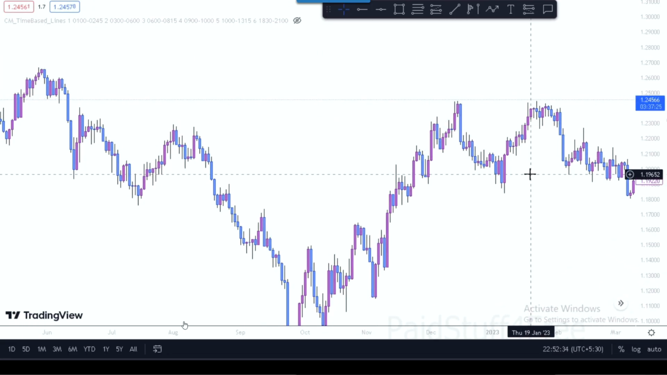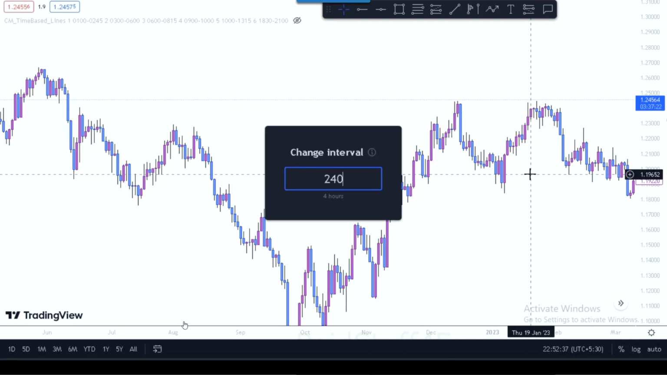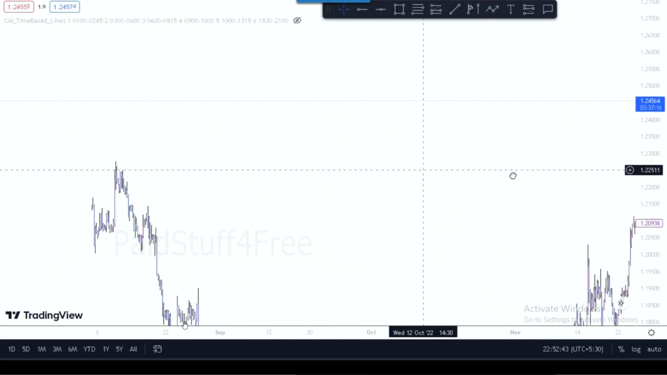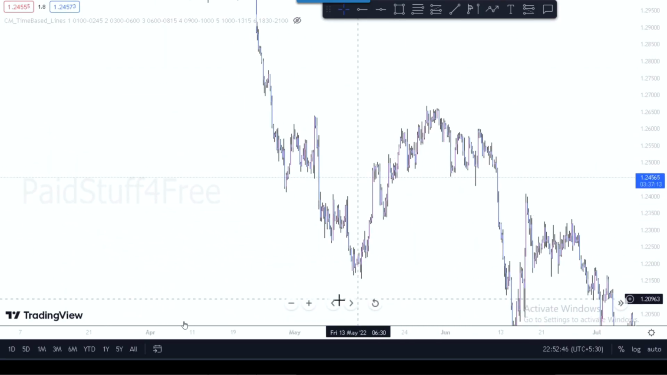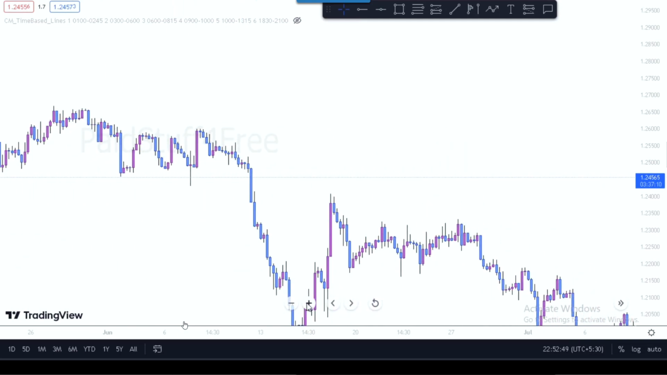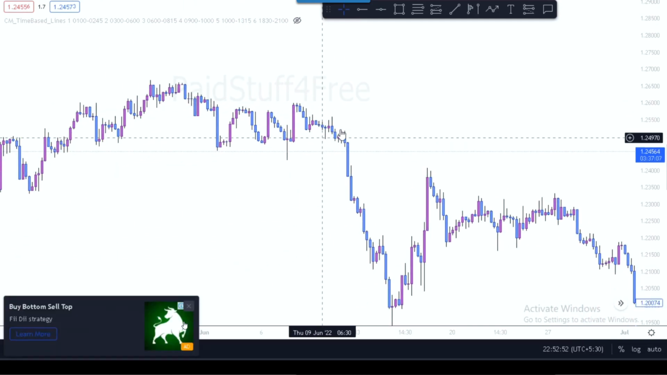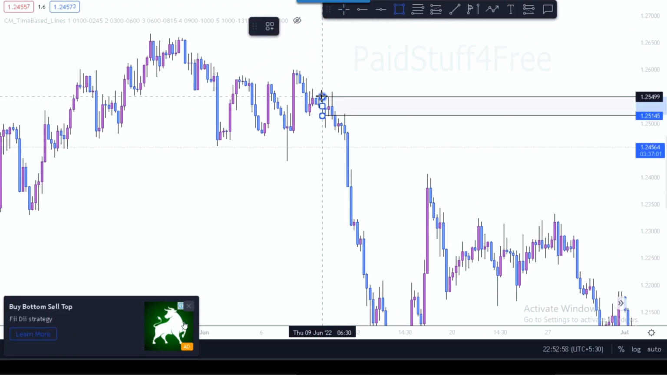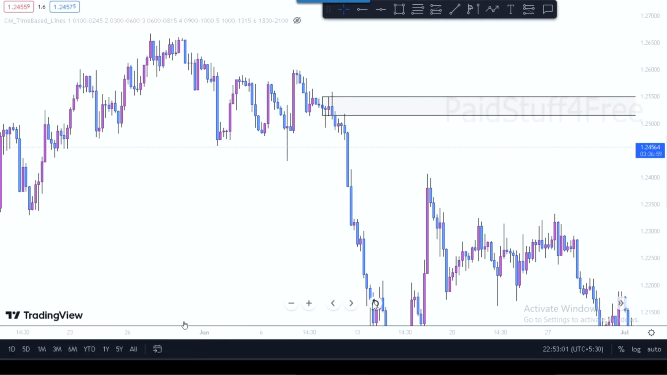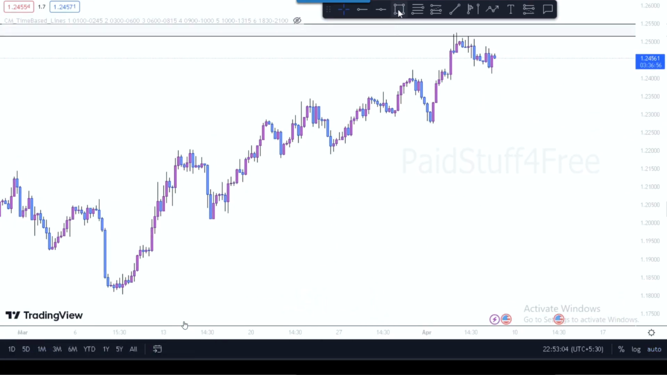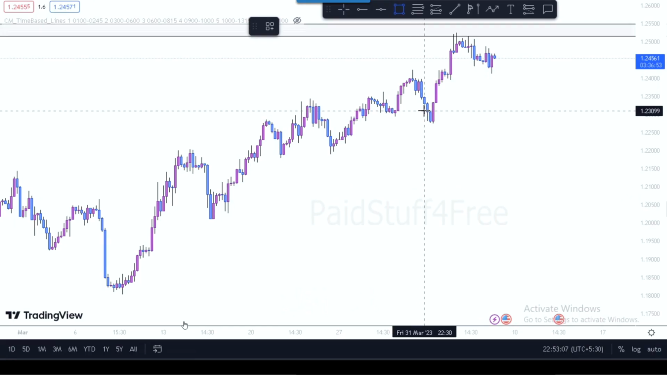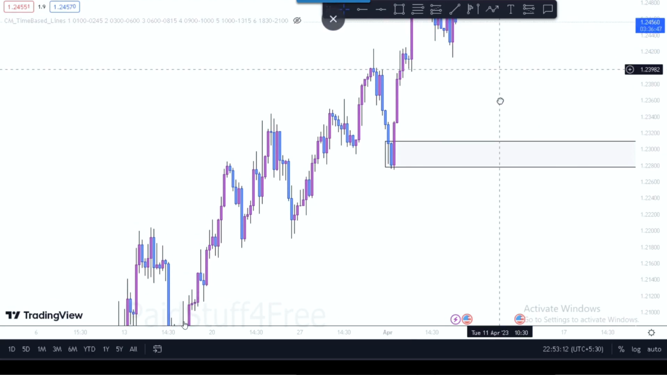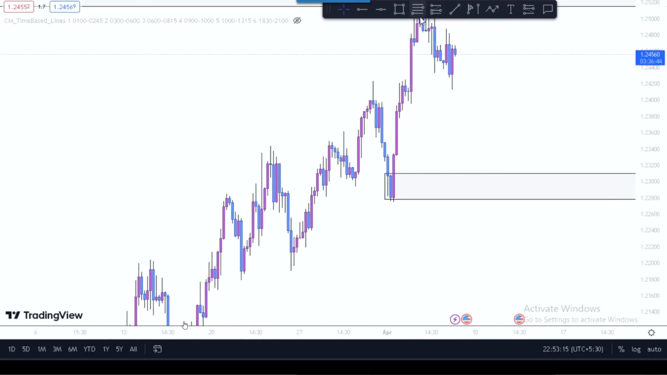So now we will go to our H4 time frame. On H4 time frame we have this supply zone over here. And we have this demand zone also. And we also have this first bearish candle before the strong bullish move.